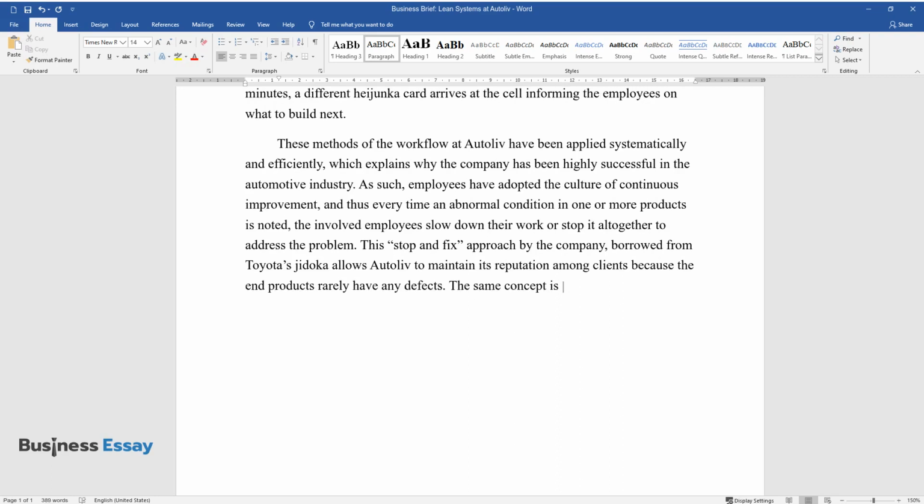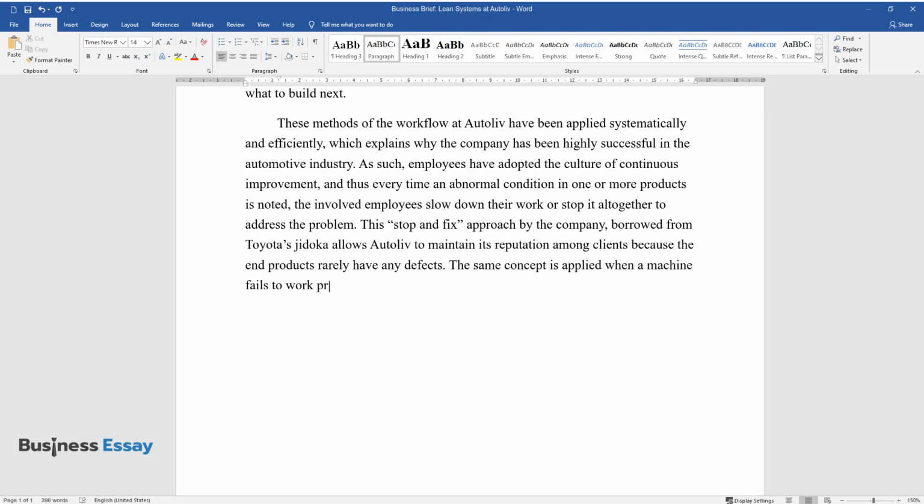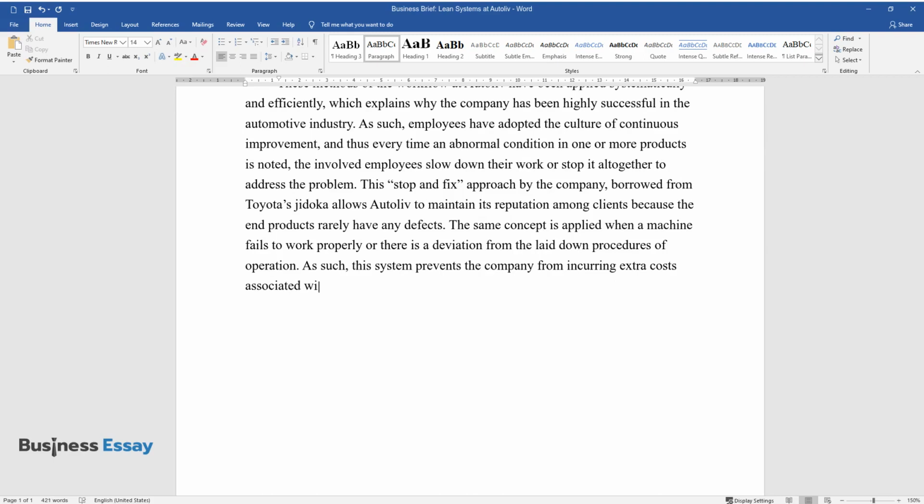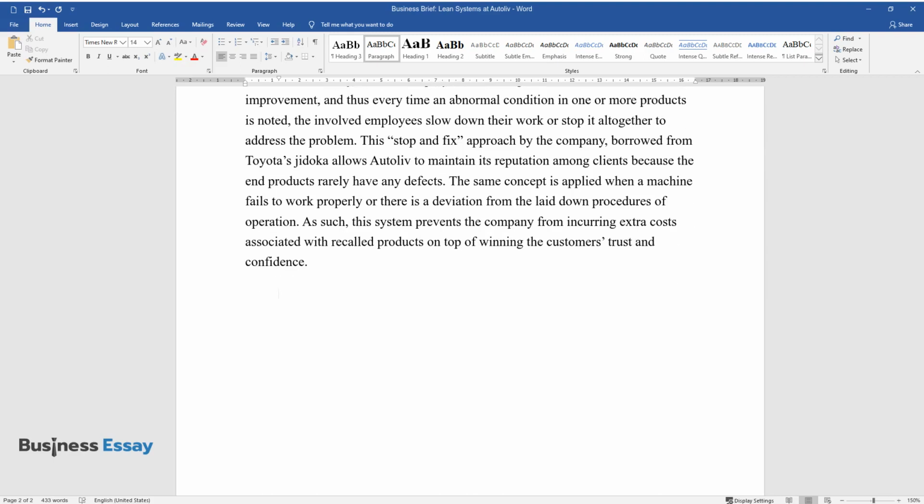The same concept is applied when a machine fails to work properly or there is a deviation from the laid-down procedures of operation. As such, this system prevents the company from incurring extra costs associated with recalled products on top of winning the customer's trust and confidence.